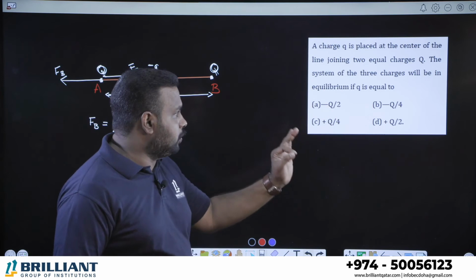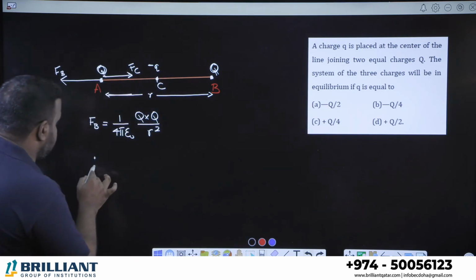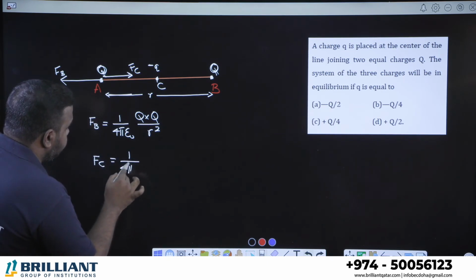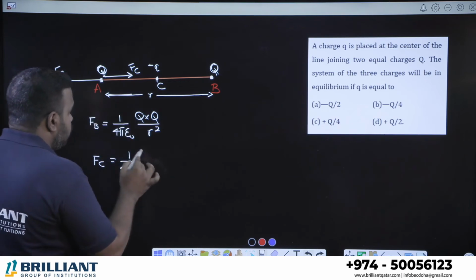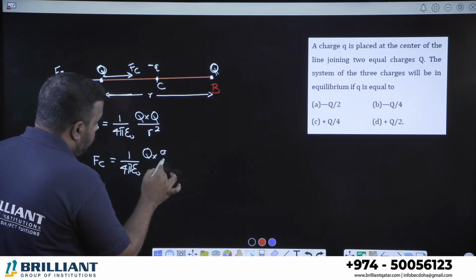Because the middle charge will be a negative charge. It has to be a negative. Now, we can write its magnitude. FC is equal to 1 by 4 pi epsilon naught Q1. What is Q1? Q1 is capital Q. Q2. What is Q2? Q2 is small q, right?